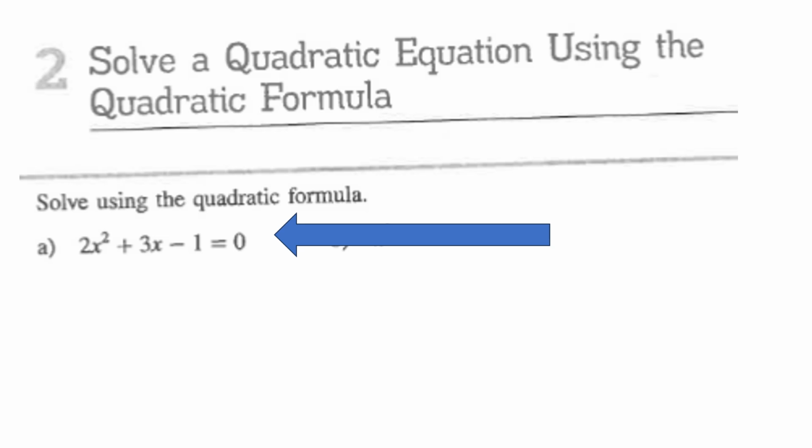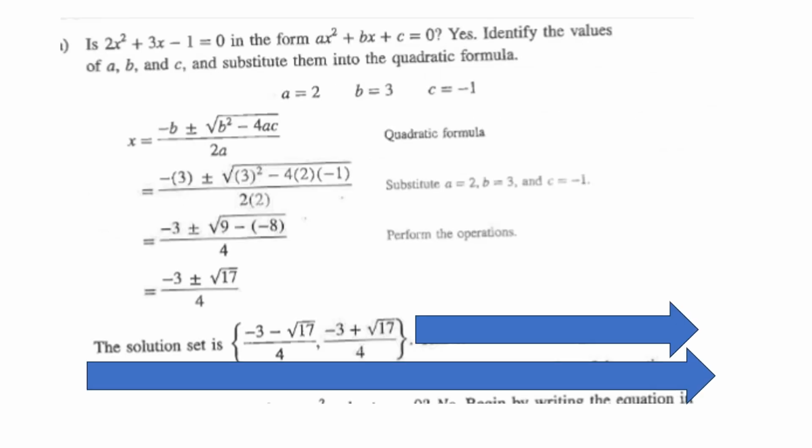Okay, let's solve a quadratic equation using the quadratic formula. So we're to solve, using the quadratic formula, 2x squared plus 3x minus 1 equals 0. You in fact cannot factor this, and you will be required to use the quadratic formula. So let's begin. First question you ask yourself: is 2x squared plus 3x minus 1 equals 0 in the form ax squared plus bx plus c equals 0? The answer to this, of course, is yes.